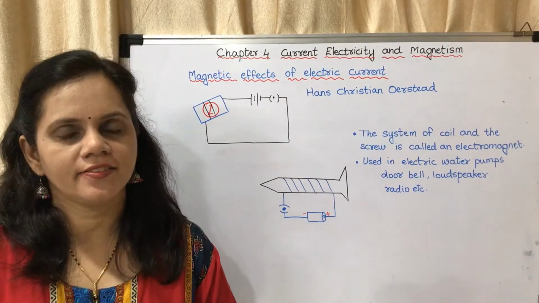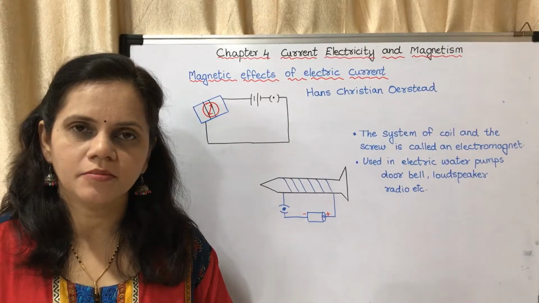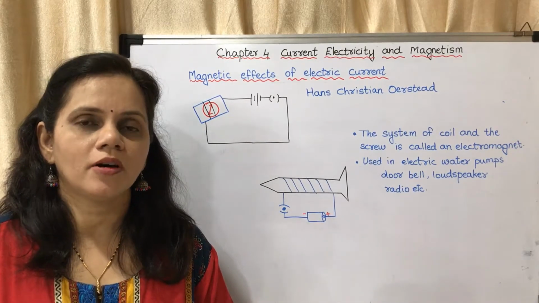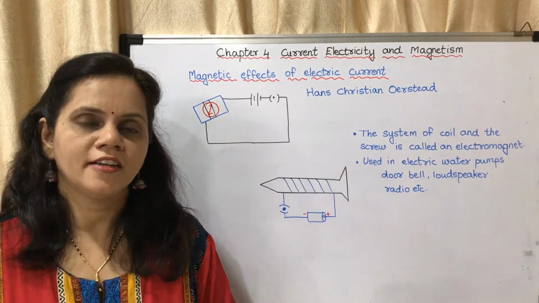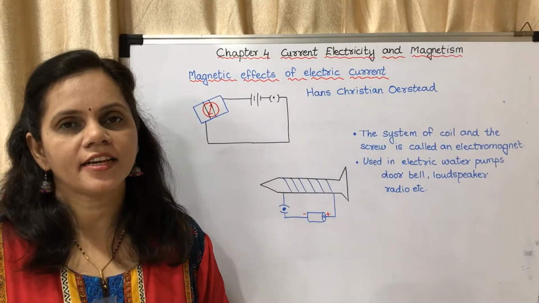So in the last lecture we studied about different types of cells. Did you draw the diagram of dry cell? Okay, you have to study what are the positive poles and the negative poles. Okay, now we will start with the next, that is magnetic effect of electric current.